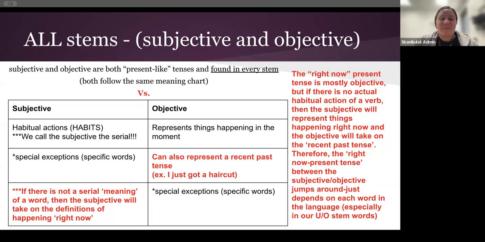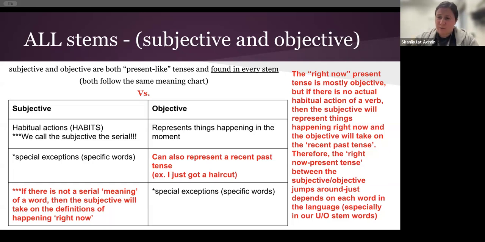Like, it can represent a very recent past tense, like it just happened. There's always special exceptions, so just FYI, this always occurs in our language. And just to note on the side, the right now present tense is generally objective. So generally when you're talking about things right now, it's usually objective.